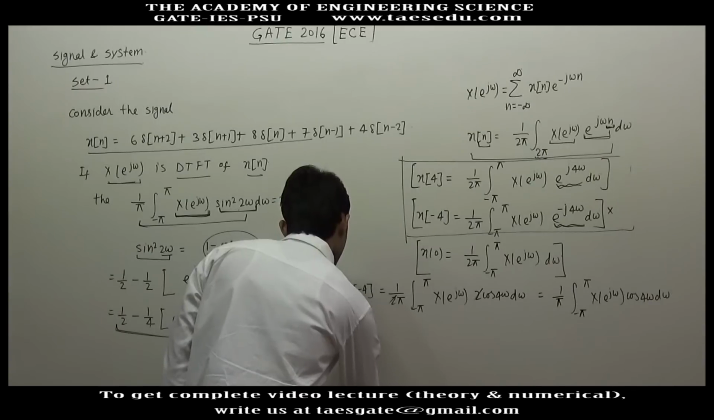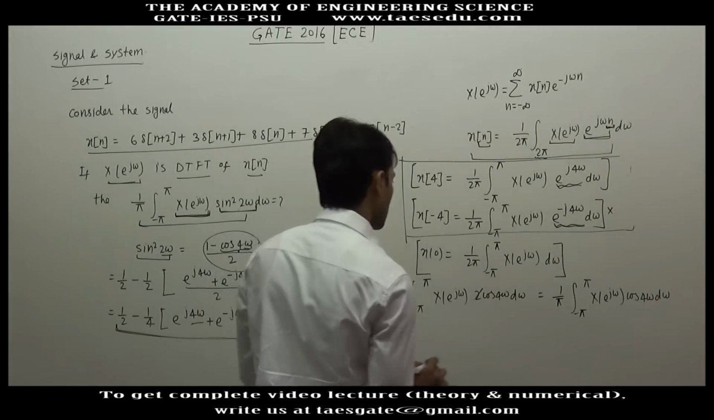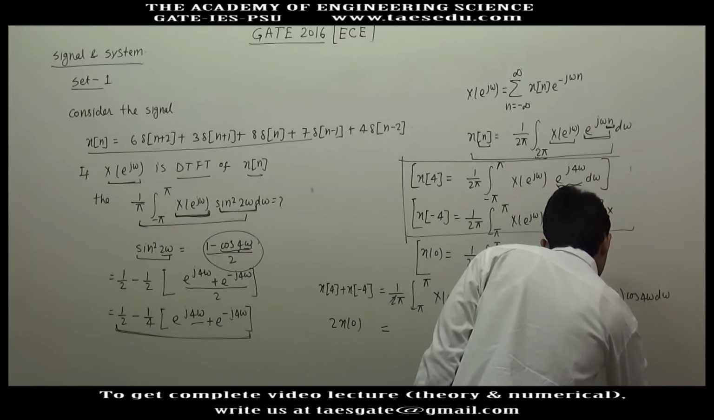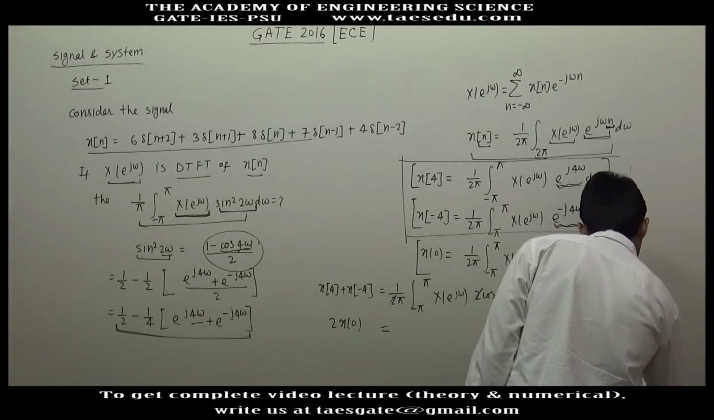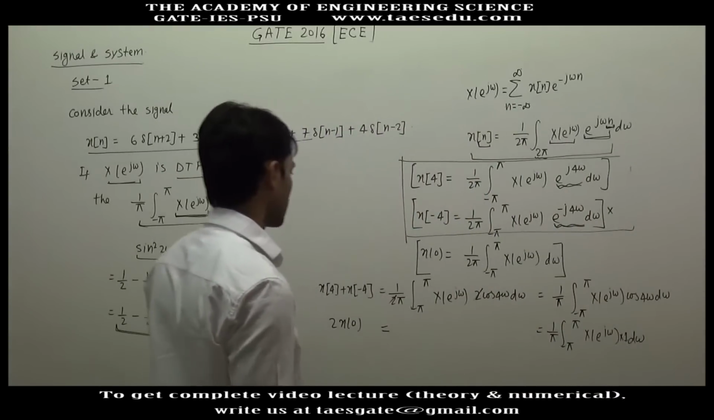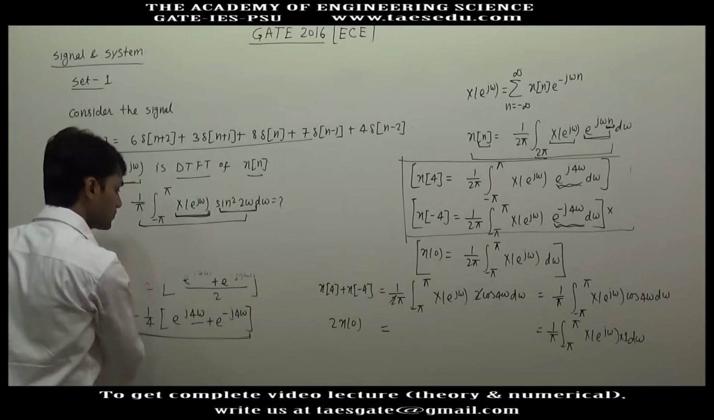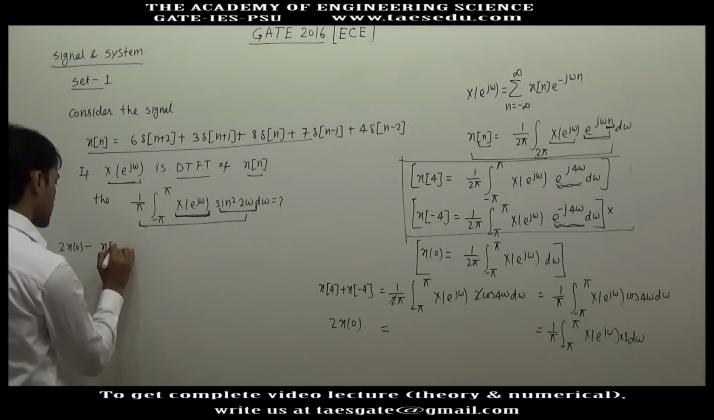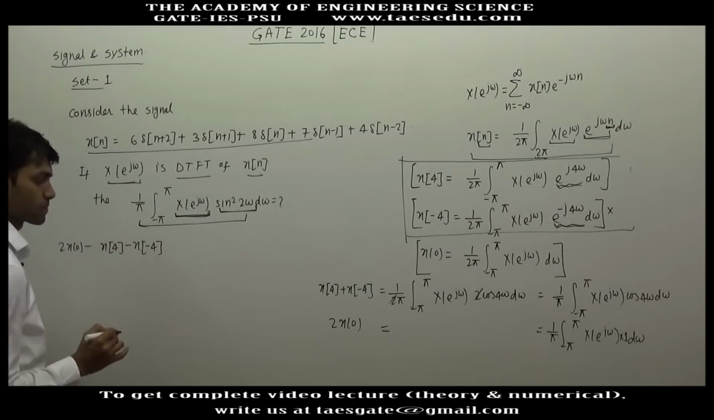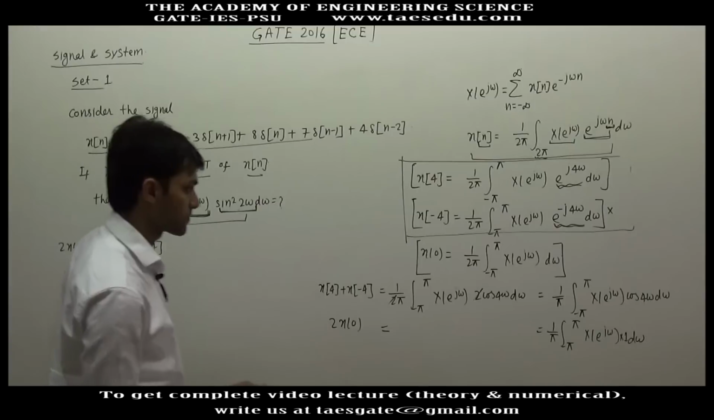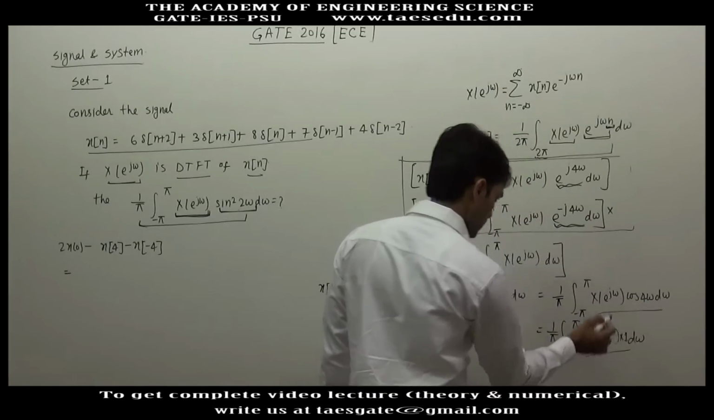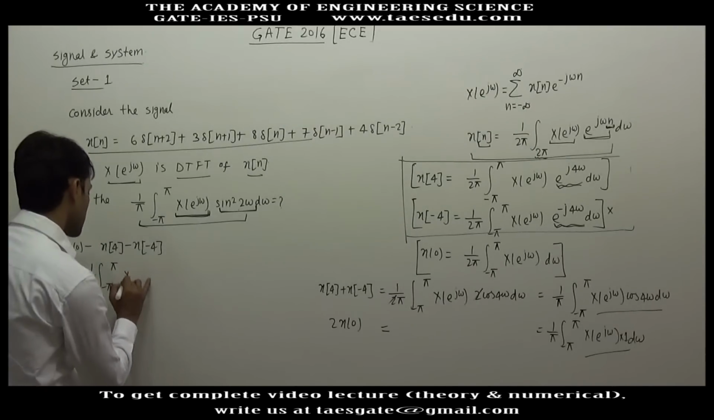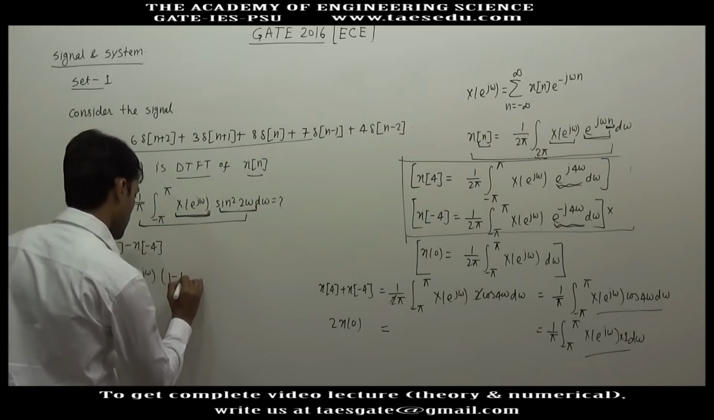And what will be the value of 2X0? Here we have the value of X0. So 2X0 will be, 2 will be cancelled, equal to 1 upon pi, minus pi to pi, X e to power j omega d omega. Then you have multiplied with 1. So what will be the value of 2X0 minus X4 minus X of minus 4? Simply subtracting this from this, we have 1 upon pi from minus pi to plus pi X e to power j omega into 1 minus cos 4 omega.